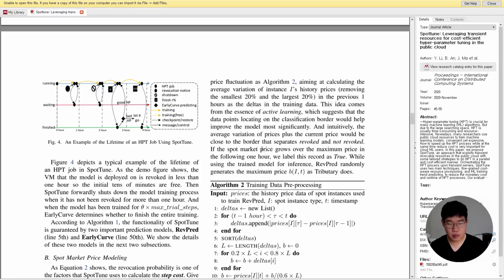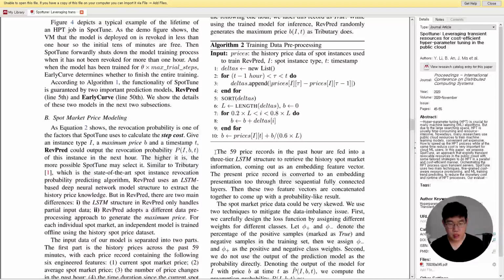If the spot market price grows over the maximum price in the following 1 hour, we label this record as true. While using the trained model for inference, the level period randomly generates the maximum price bid as the training does. The prices recorded in the past hours are fed into the 3-tier LSTM structure to retrieve the historical spot market information, coming out as embedded feature vectors. The present price record is converted to an embedding representation through 3 sequential fully connected layers.